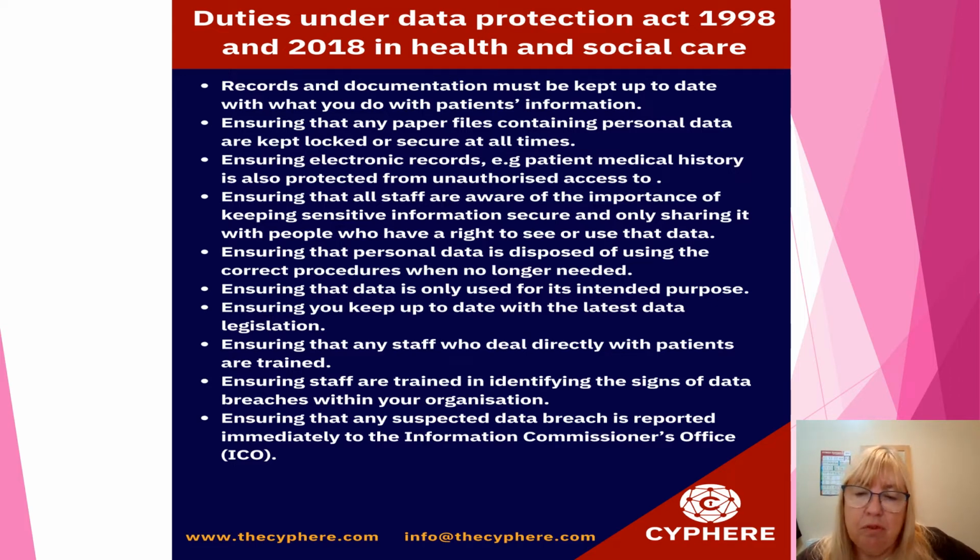And finally, one of the most important things is to ensure that any suspected data breach is reported. Now, it goes to the Information Commissioner's Office, but you might have different procedures. So say you're working in a care home, if it's a minor data breach, you tell your manager and the manager will decide what to do about it. They might report it to CQC or the local authority. If it's a very serious data breach, such as hacking or something like that, they would report it locally, but they would also report it to the Information Commissioner's Office as well.